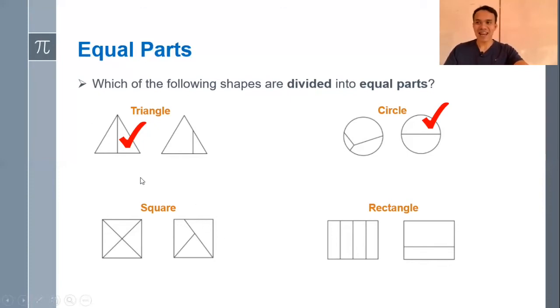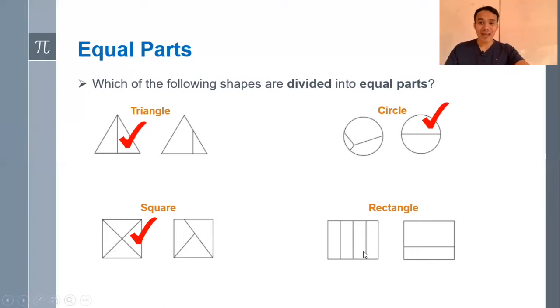Next, let's have the squares. The first square is divided into 1, 2, 3, 4 parts. The second square is divided into 1, 2, 3 parts. And which do you think is divided into equal parts? It's the first square. Congratulations. And now let's move on to the rectangles.